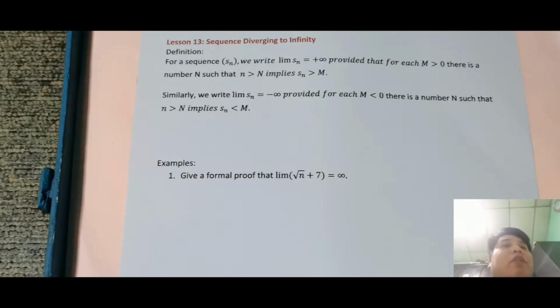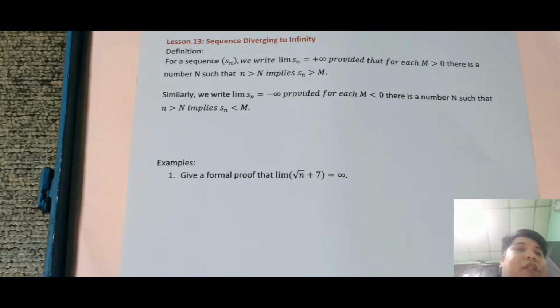So definition, so for a sequence S of n, we write the limit of S of n is equal to positive infinity provided that for each m greater than 0, there exists a number N such that n greater than N implies S of n greater than m. Okay, similarly, we write limit of S of n is equal to negative infinity provided that for each m less than 0, there exists a number N such that n greater than capital N implies S of n is less than m. So madali yung tandaan yung definition nito.